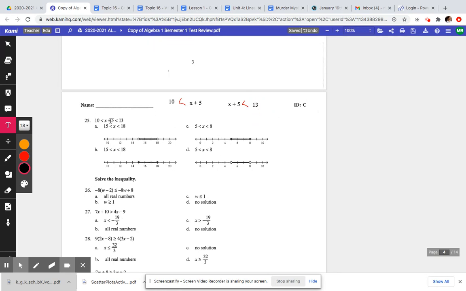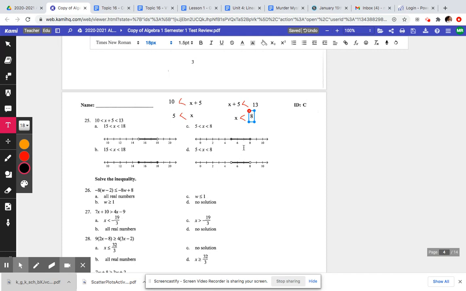So subtract 5 on both sides. Your first equation is 5 is less than x. And then your next equation is going to be x is less than 8. So if you look at that, x is in the middle, so 5 is less than x. So it has to be C or D. And then x is less than 8.